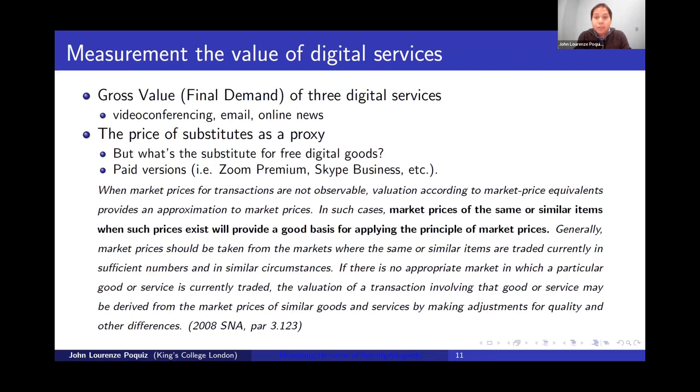Now, as I mentioned earlier, this approach is something that is already being used in the national accounts. So this is just a paragraph from the SNA, which states that if the market is not available, we can use the price from similar markets as a proxy for the value of the non-market counterpart.